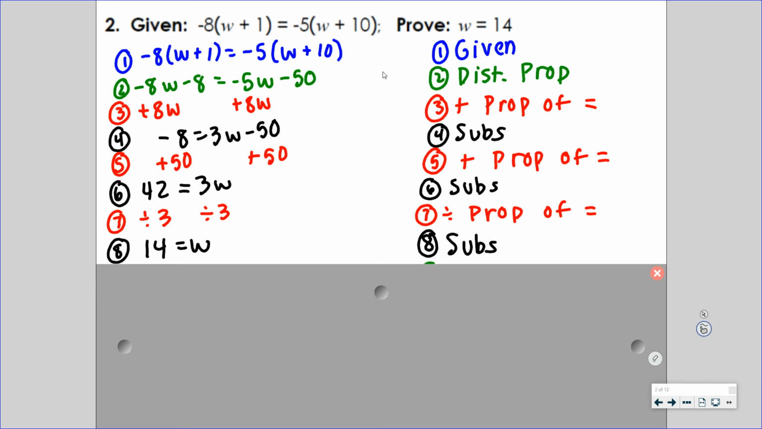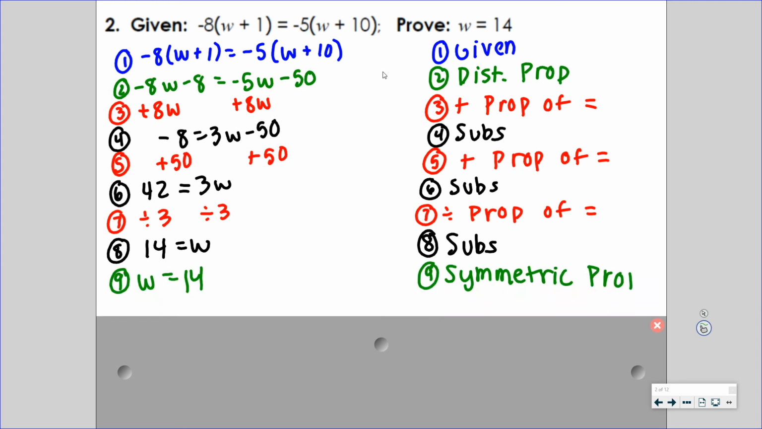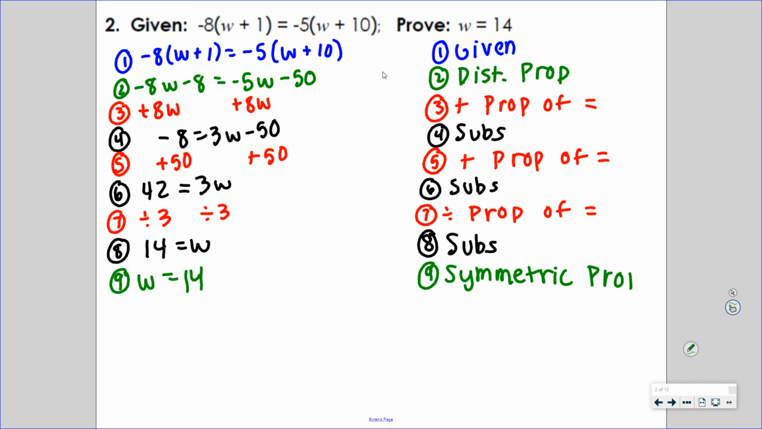Now, what I was trying to prove is that w equals 14. And right now I have 14 equals w. So we'd have to do this one step further if we ended up like that, using our symmetric property, that would be the same thing as w equals 14. Okay. How'd we do? That's the review over 2.6.